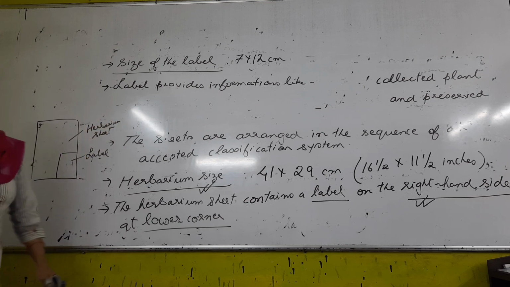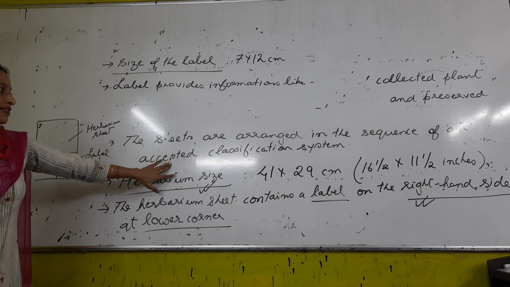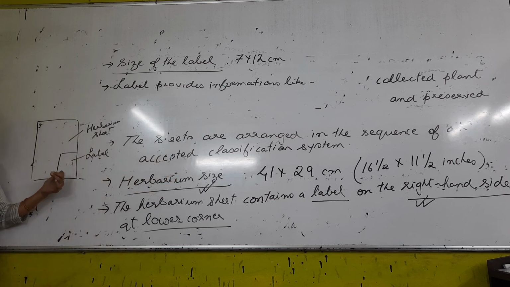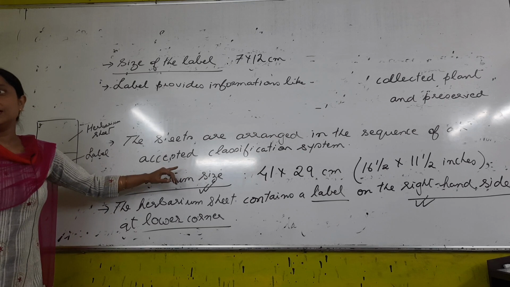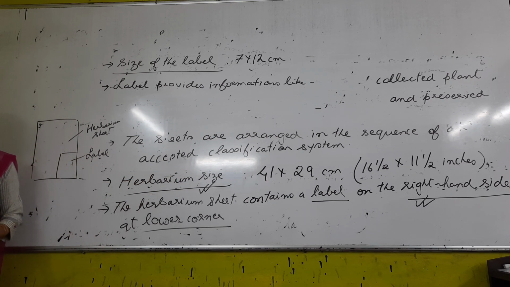Okay, herbarium sheet or herbarium is a dry garden. The sheets are arranged in the sequence of an accepted classification system. What we understand by this line is that there will be a classification system talking about the plant, and that classification system is something that we accept. Now when we are talking about accepting a classification system, normally we don't accept the primitive classification system, right?